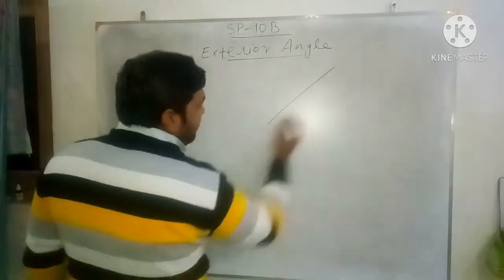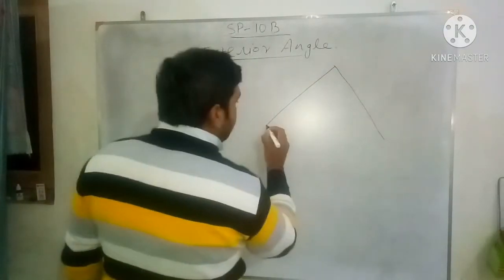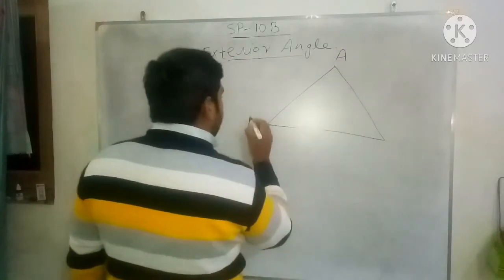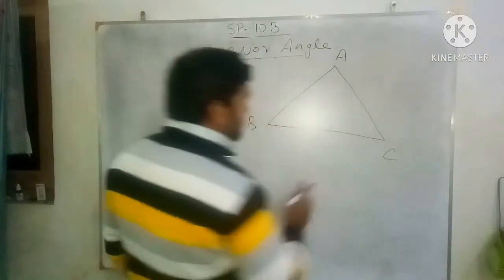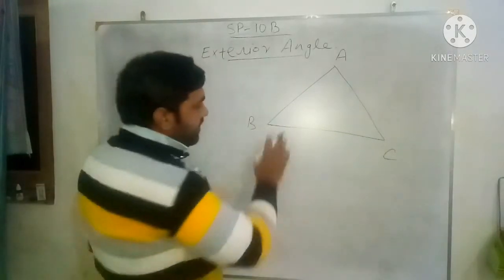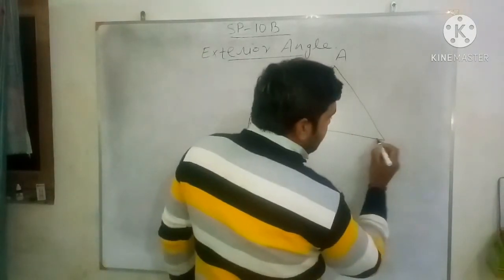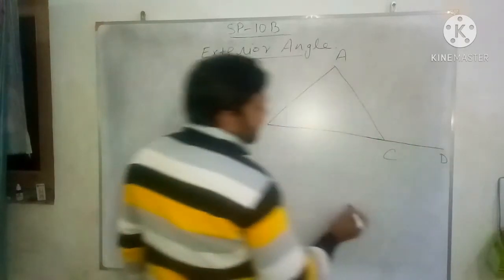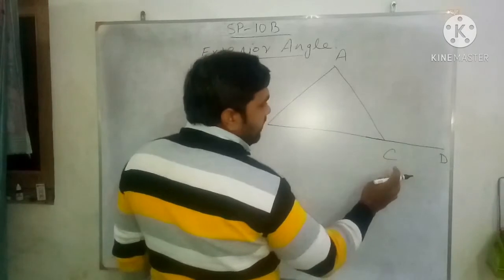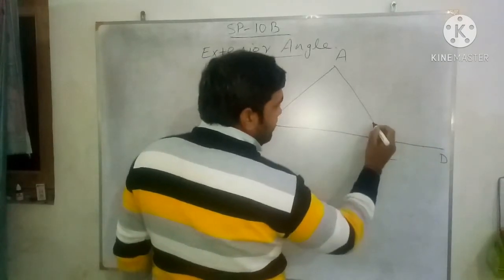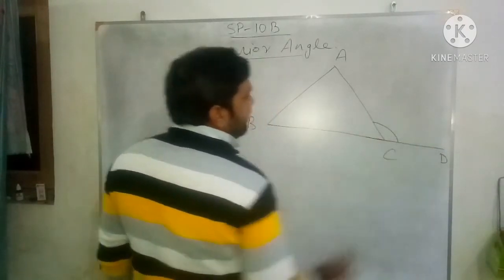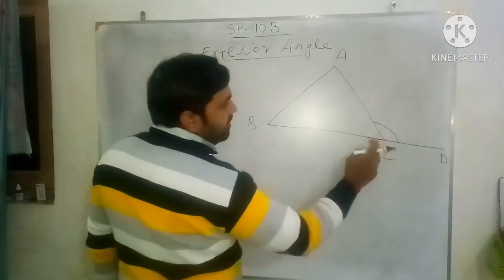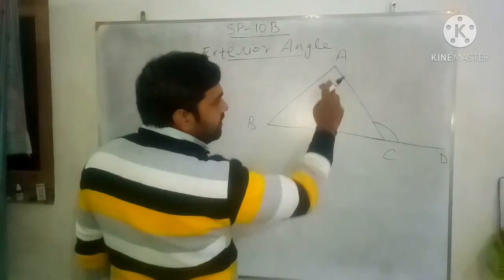Suppose there is one triangle ABC. This is a triangle ABC. So if we extend one side of a triangle, suppose we are extending this side BC till D, the angle made between the extended side and the adjacent side is called the exterior angle. So angle ACD is the exterior angle, and this exterior angle is always equal to the sum of its interior opposite angles.